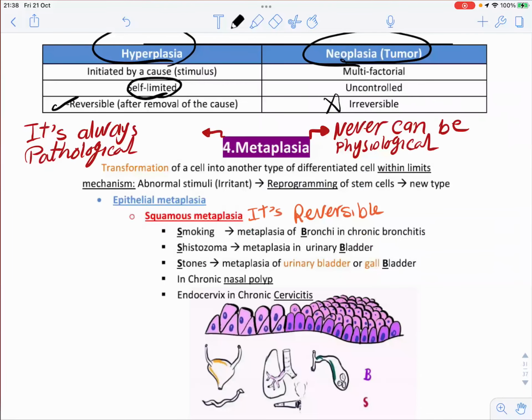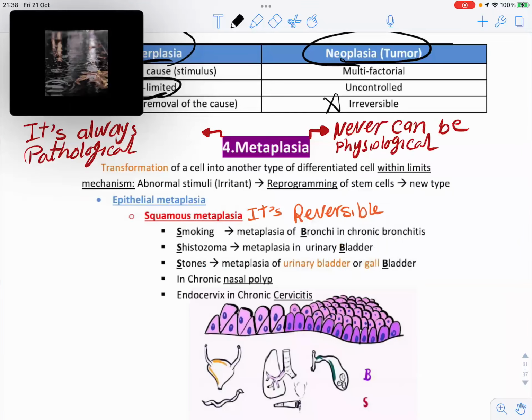Metaplasia is transformation of a cell into another type of differentiated cell within limits. What does it mean, within limits? You cannot say that epithelial tissue can transform into connective tissue. No, it's impossible. Your epithelial tissue in the bronchi cannot transform into bone. It's not logical. It's not real. It cannot happen inside your body. So metaplasia is transformation of some type of tissue into another type of tissue.